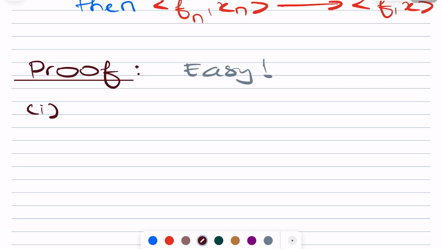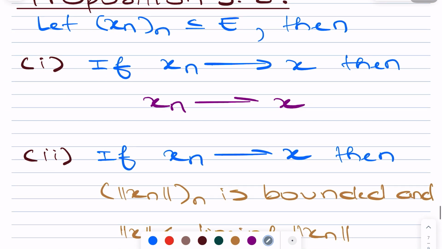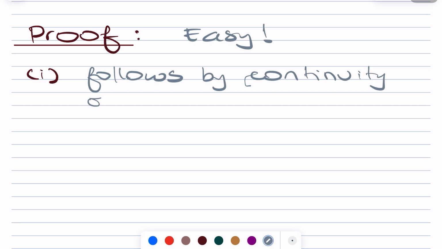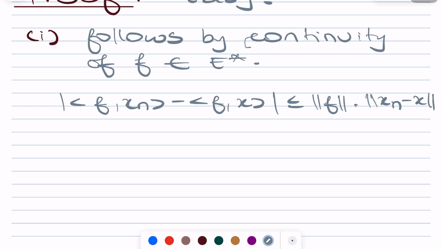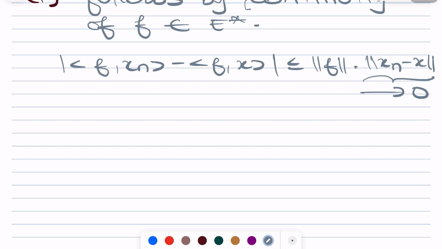For the first one, it basically follows by continuity of f in E star. You want to show that if I have strong convergence, then the sequence also converges weakly. In fact, by continuity, f of xn minus f of x is less or equal than the norm of f times the norm of xn minus x. But by assumption, this goes to 0. This fact is also clear from the fact that the weak topology is weaker than the strong topology. So you don't even need to write too much about the first property.